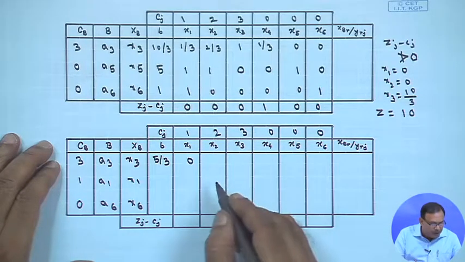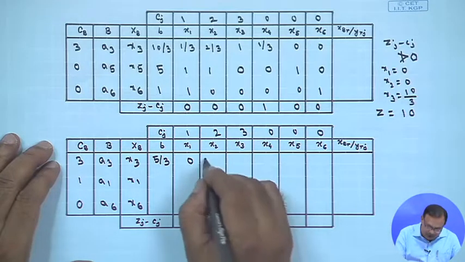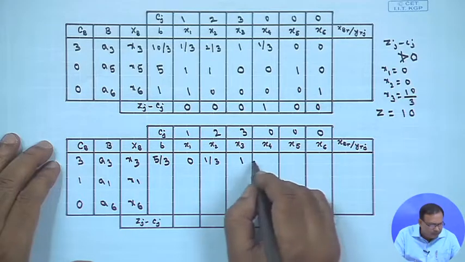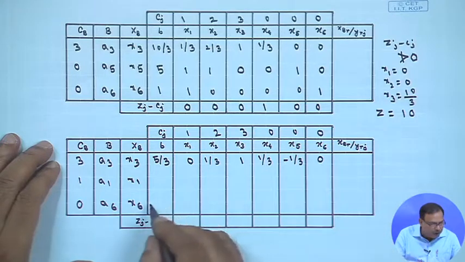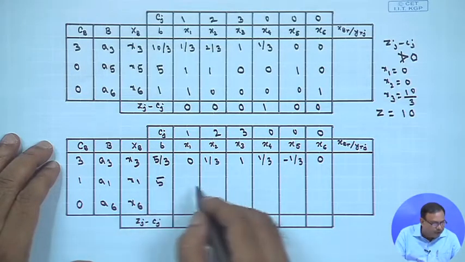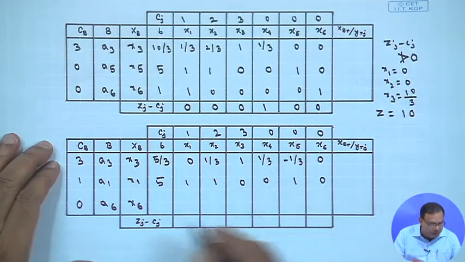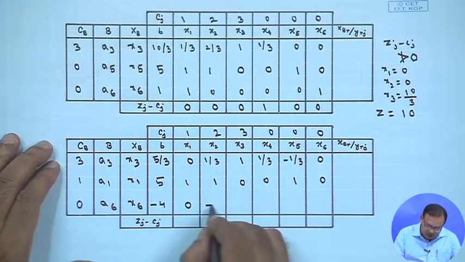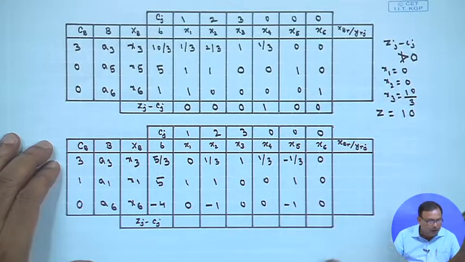0, because you have entered here 5 by 3, 0, 1 by 3, 1, 1 by 3, minus 1 by 3 and 0. This column will be 5, 1, 1, 0, 0, 1, 0. This will remain unchanged. And this one will be x6, corresponding to x6. It will be 0, minus 1, 0, 0, minus 1 and 0.